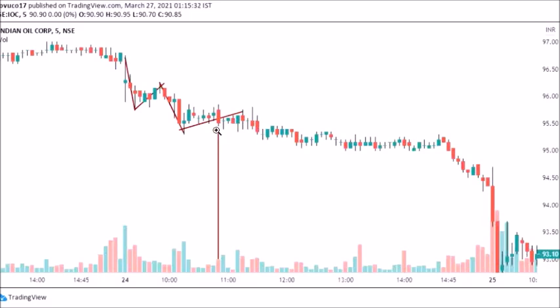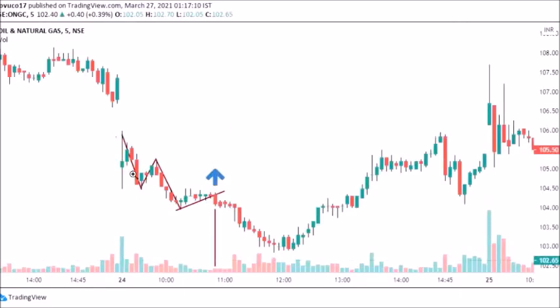Here your entry will be just below this candle. Stop loss will be just above the high of this candle. Now what will be your target? You can either check the previous swing low, or based on your RR you can keep the target. RR of 1:2 is always preferable. Let's check out another example.